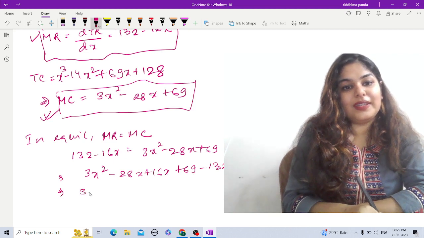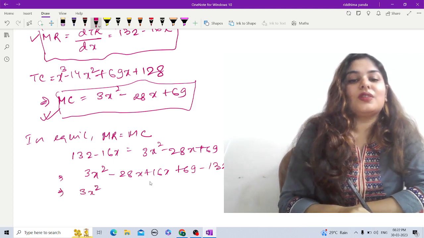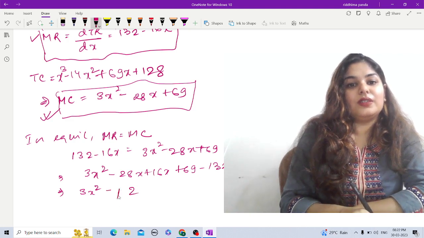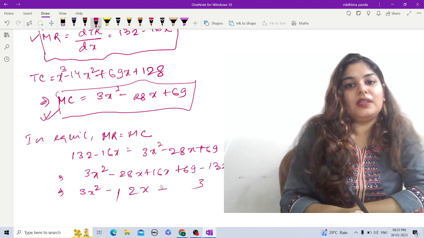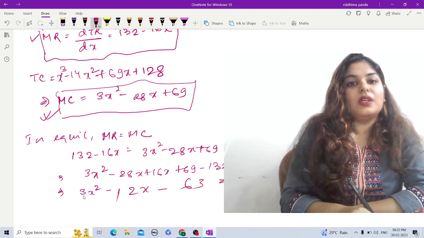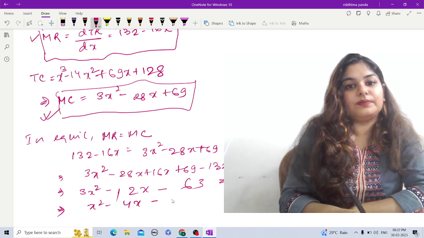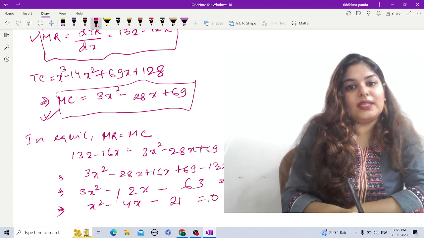So this is a quadratic equation that we are getting, right? So how much is this? This is 3x square minus 12x minus 63 is equal to 0. So we can take 3 as common. So x square minus 4x minus 21 is equal to 0.